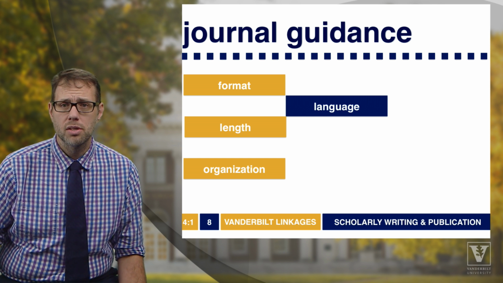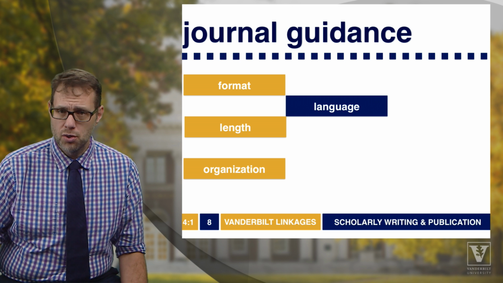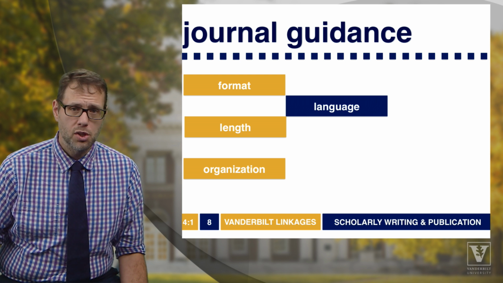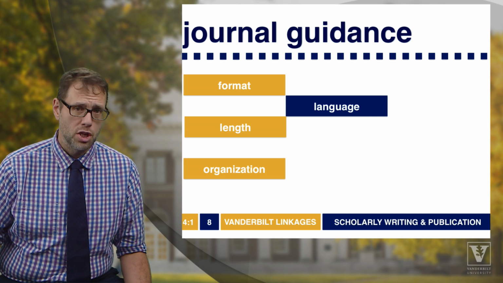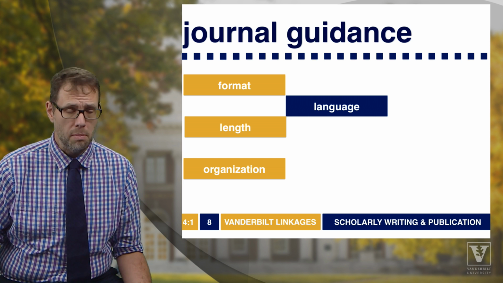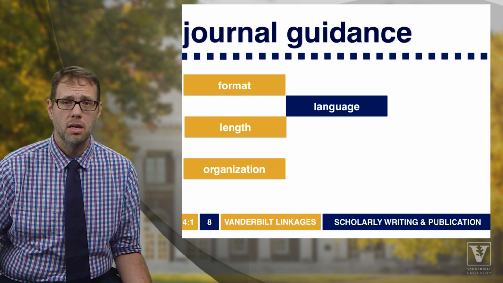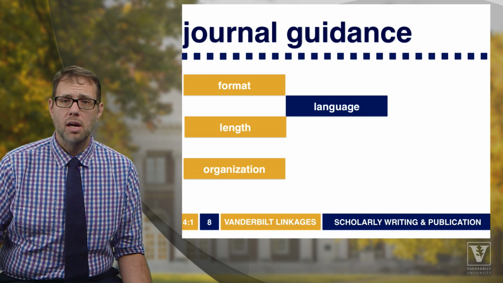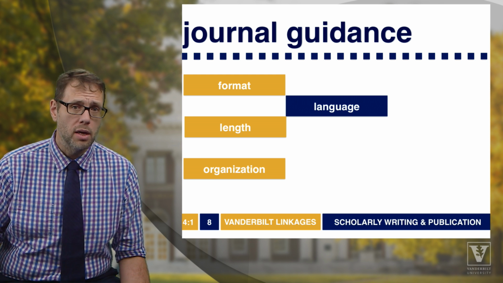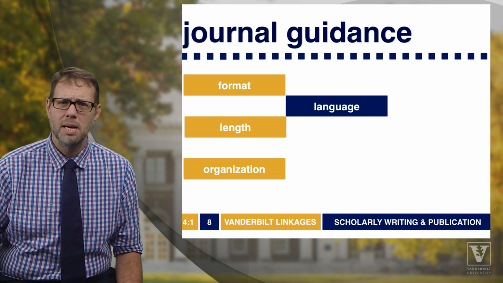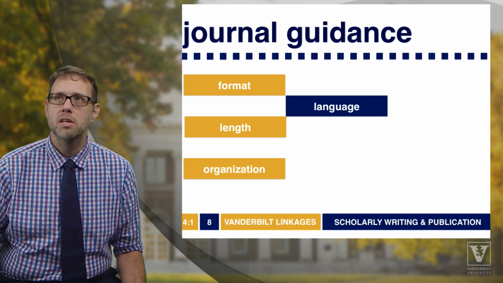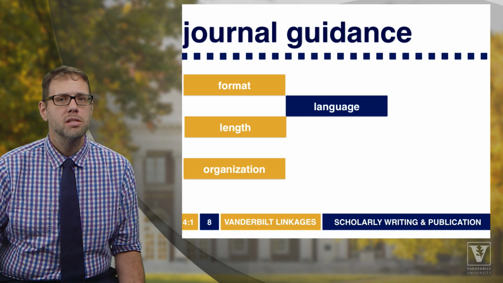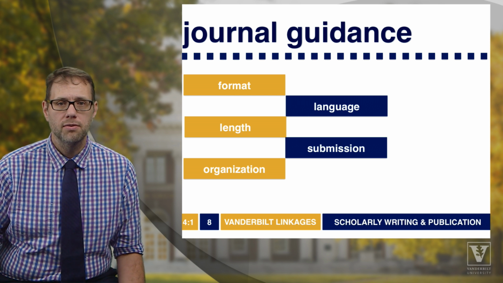Next is the language. You want to make sure that you're following the language guidelines. So if you're submitting to a publication that's based in the UK, are you using British English? Are you using American English? What English are we using here? Are we using a very formal style, or is it informal? Is it colloquial? What are the language expectations? Do you need to have a glossary? Do you need to define terms? And if so, what terms need to be defined? So thinking through some of these issues will be helpful for you.